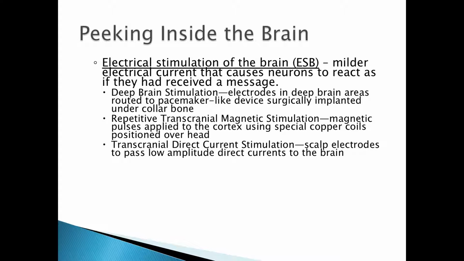We'll talk about a lot of the brain parts today, that outer layer, using special copper coils that are positioned over the head. Again, basic idea is to give some type of stimulation to the brain. Transcranial direct current stimulation, scalp electrodes are placed on and they pass very low amplitude currents to the brain. Again, as if they had been stimulated to fire.